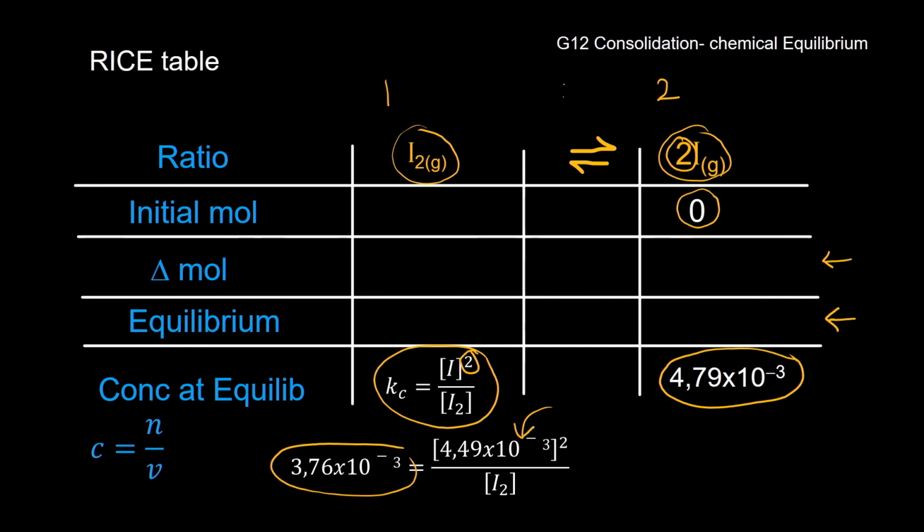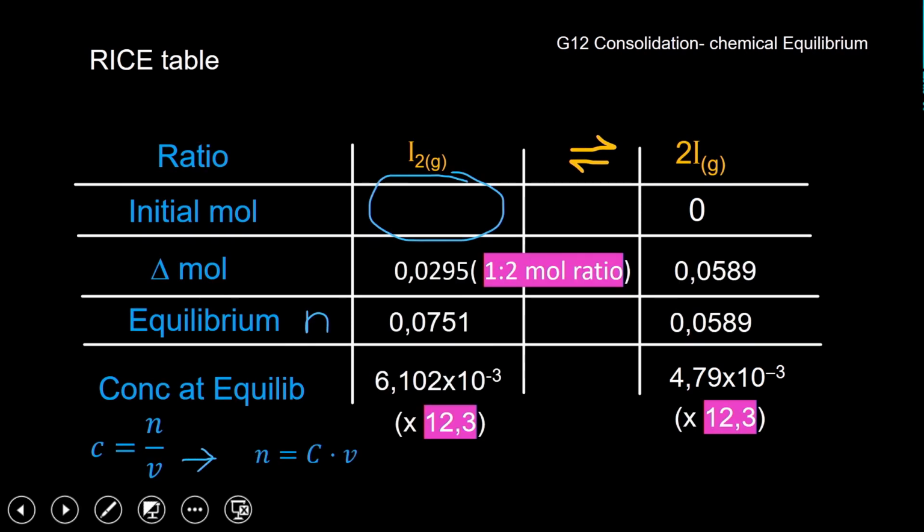We calculate it all out, and we can then find the concentration of the diatomic iodine molecule at equilibrium. So we've worked all that out, and we get an answer of 6,102 times 10 to the minus 3. It will be moles per decimeter cubed. Okay, so we're one step further. We have discovered what the concentration is of the diatomic iodine molecule at equilibrium.